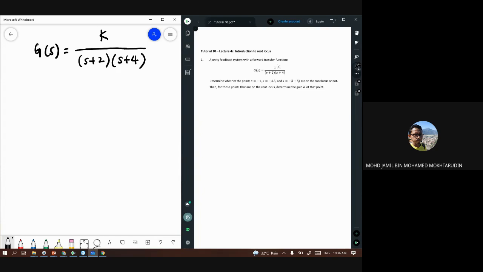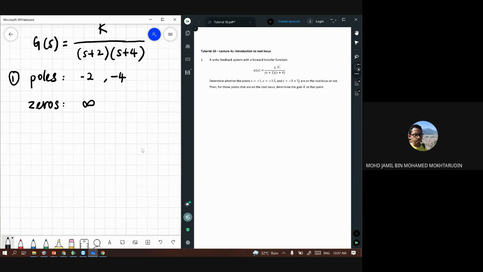Okay, so the first step, we need to determine the zeros and poles. Okay, step number 1. From the transfer function G(s), we know that the poles are minus 2 and minus 4. And the zeros. Here, if you look at the numerator, there is no S term, so you cannot find the zeros. In this case, the zeros are at infinity. Okay, there are no zeros, or the zeros are at infinity.